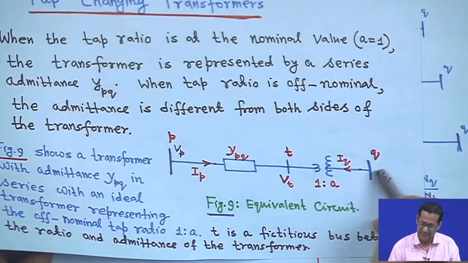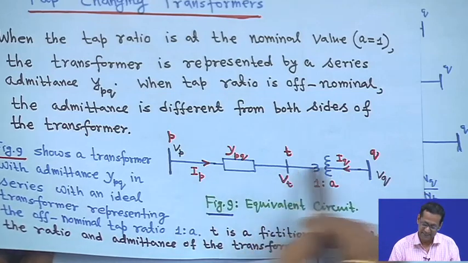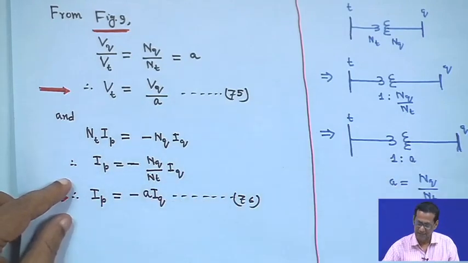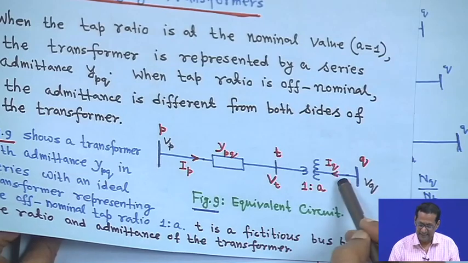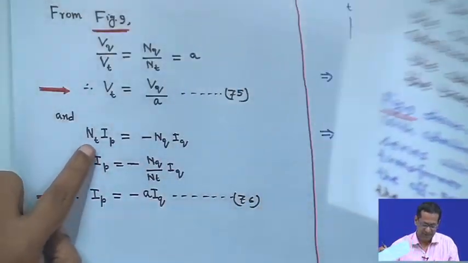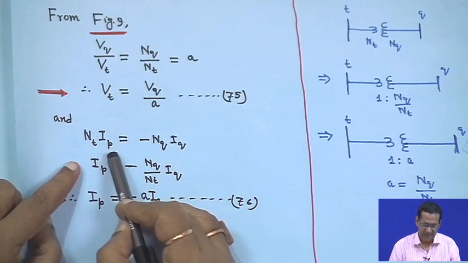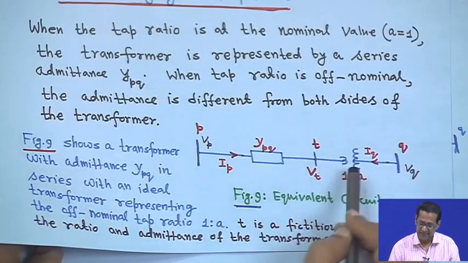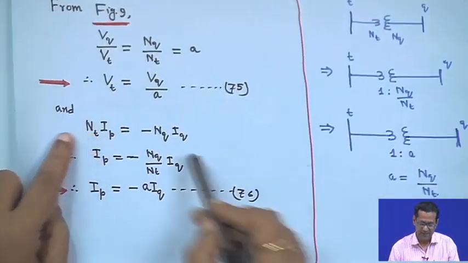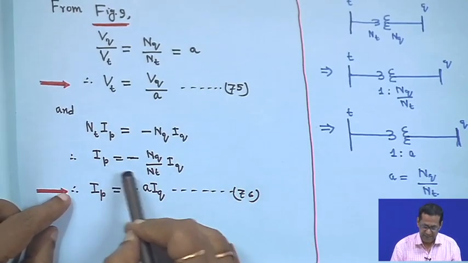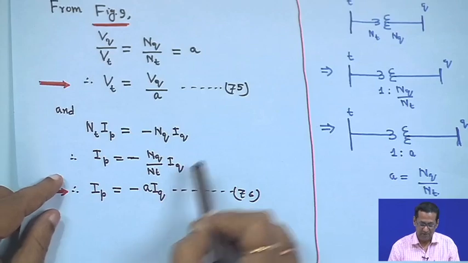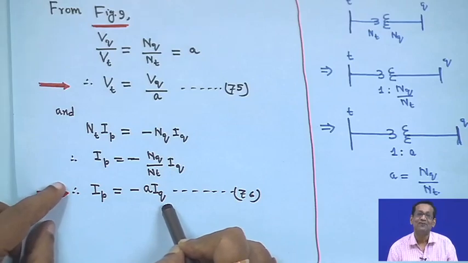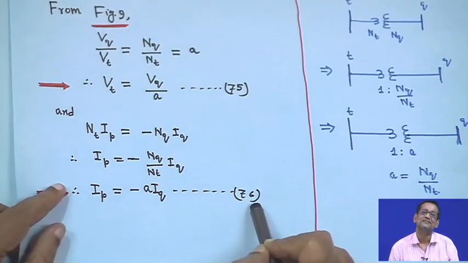Now, as I told, the direction of the current is taken this way, this is taken this way. So, this side is NT turn, this side is NQ turn, that means NT into IP is equal to minus NQ into IQ, because this side is IP and this side is IQ. So, NT into IP is equal to minus NQ into IQ. That means IP is equal to minus NQ upon NT into IQ, but NQ upon NT is equal to A, so IP is equal to minus A into IQ. This is equation 76.